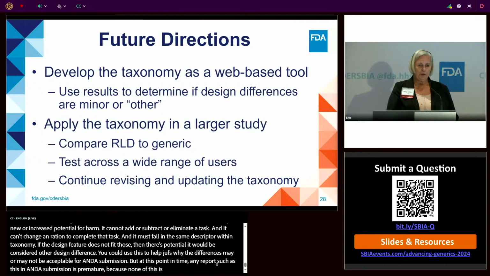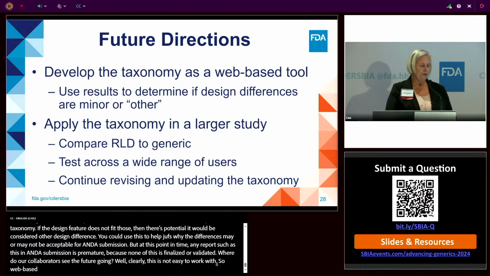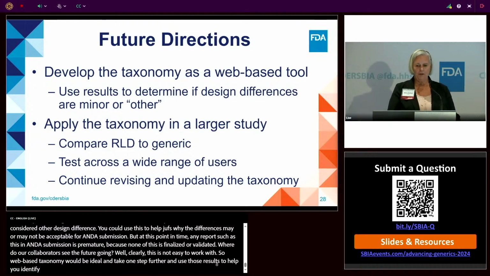Where do our collaborators see the future going? Well, clearly, even a spreadsheet is not the easiest to work with, and so a web-based taxonomy tool would be ideal. And they want to take it one step further and use those results to help you identify minor versus other. And that'll be a risk-based, task-oriented assignation.